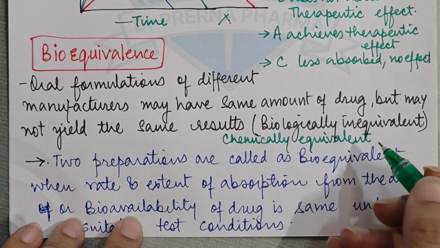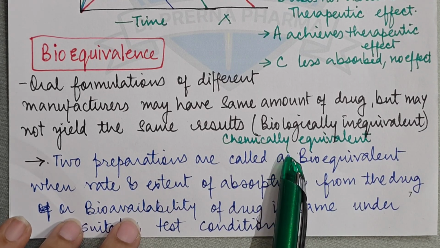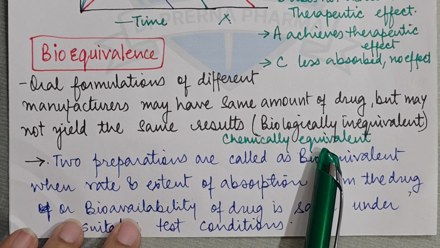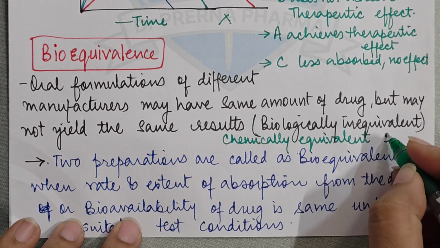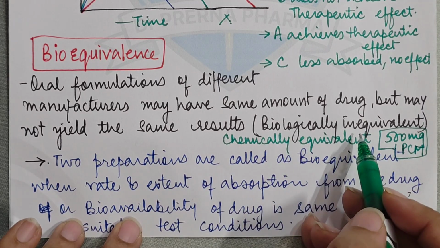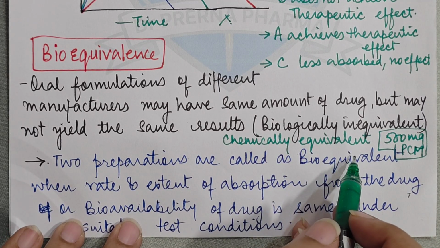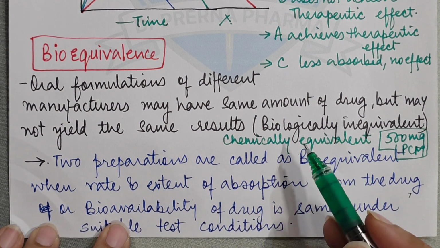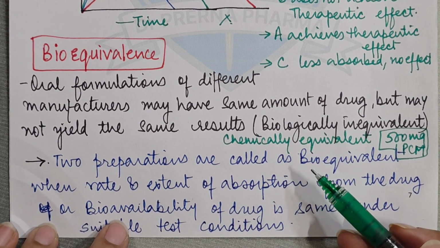Suppose we are testing 2 drugs of paracetamol 500 milligram. One is called as crocin, one is called as Calpol. So now both are chemically equivalent because both have got 500 milligram of paracetamol, right? But when you see the effect, it is seen that crocin 500 milligram brings better effect, brings more faster temperature control of fever.